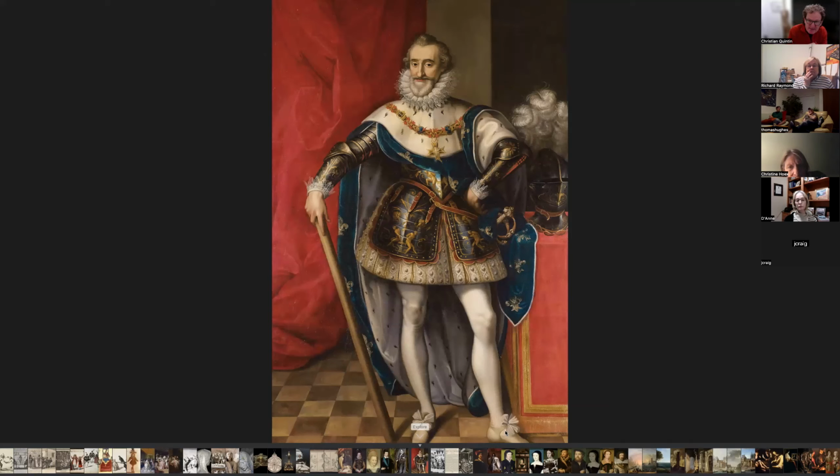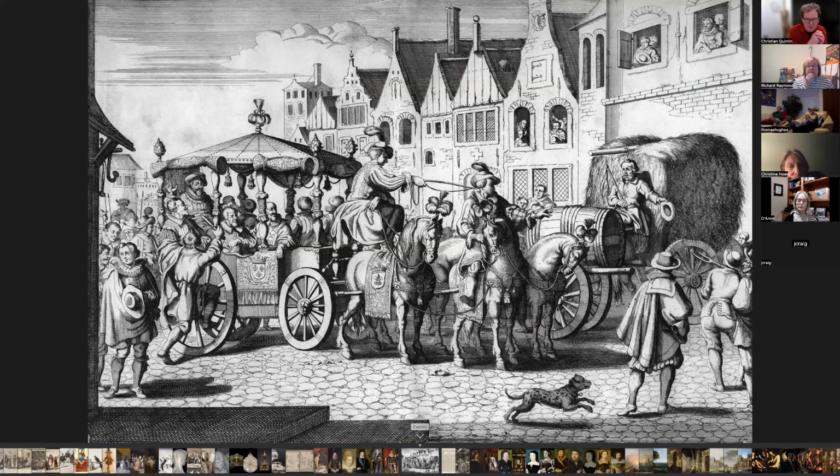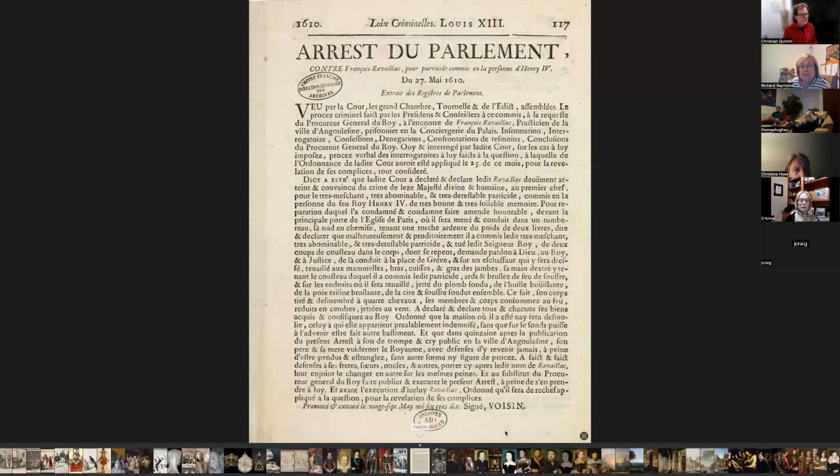Unfortunately, he was assassinated. And this is an engraving that shows the assassination of Henry IV by a fanatic called Francois Ravaillac, that you can see here stabbing the king. And this is a parliament decree that condemns Francois Ravaillac to death, but not any death.